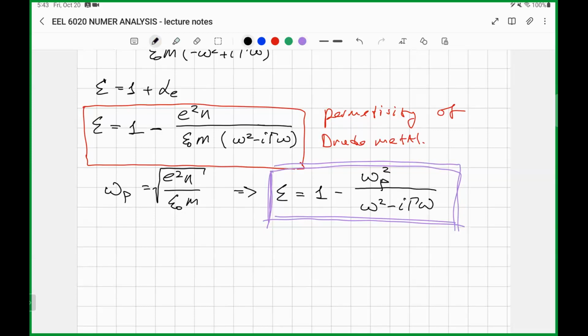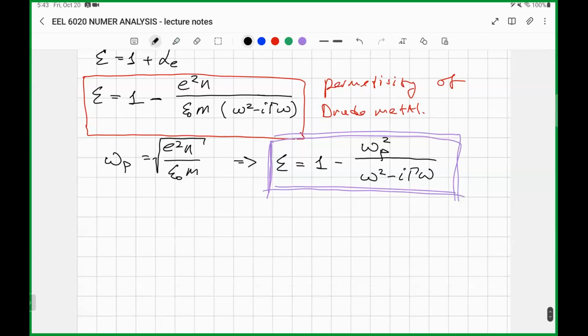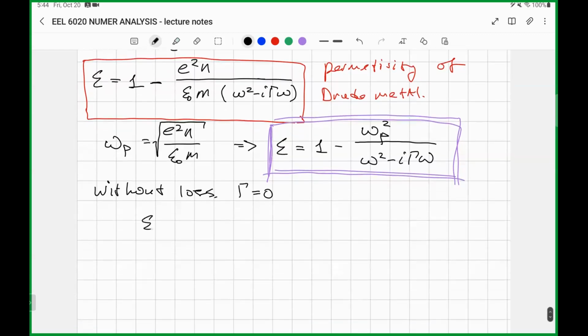So let us look closely at this formula and first make an assumption of null losses, or without losses, gamma equal to zero, right? So no losses, no dissipation. This formula gives us 1 minus omega plasma squared over omega squared. So this is the dielectric permittivity as a function of frequency.